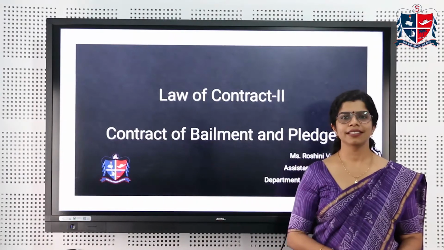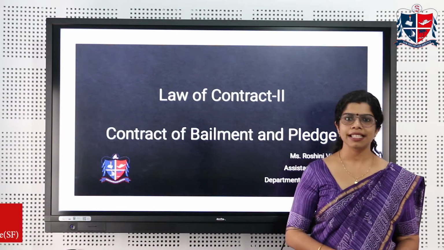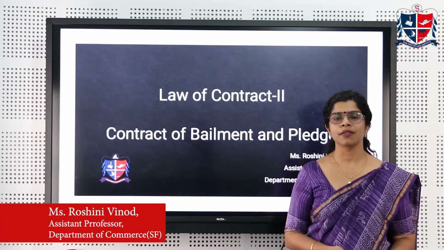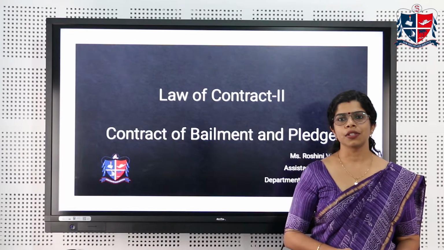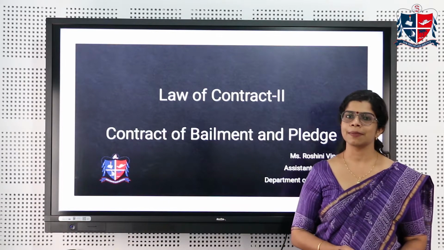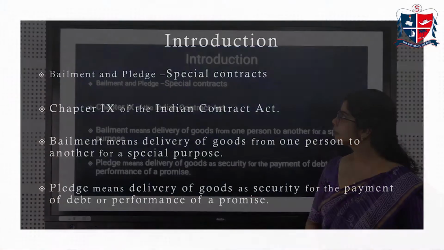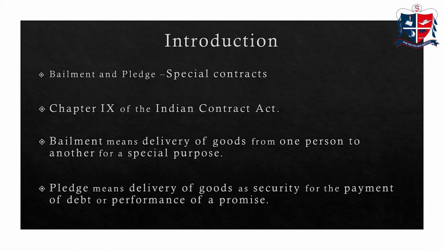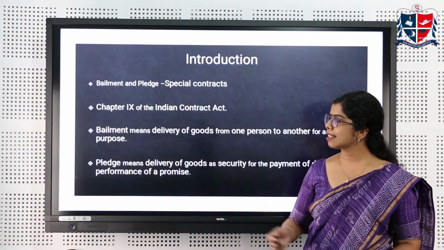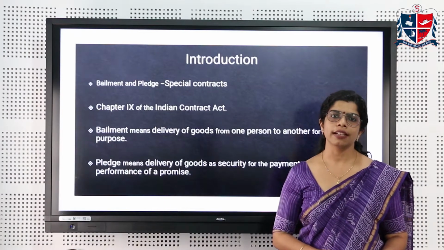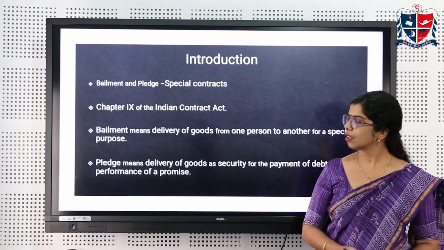Hello everybody. Today we'll be discussing the second part of the law of contract, which is the contract of bailment and pledge. Bailment and pledge are special kinds of contracts. They are mentioned in Chapter 9 of the Indian Contract Act of 1872.